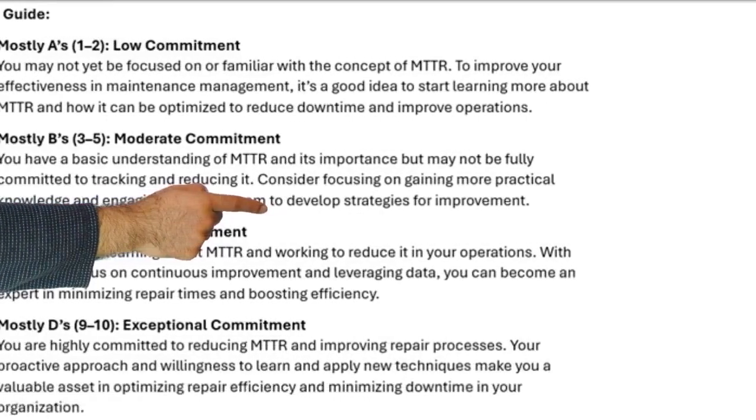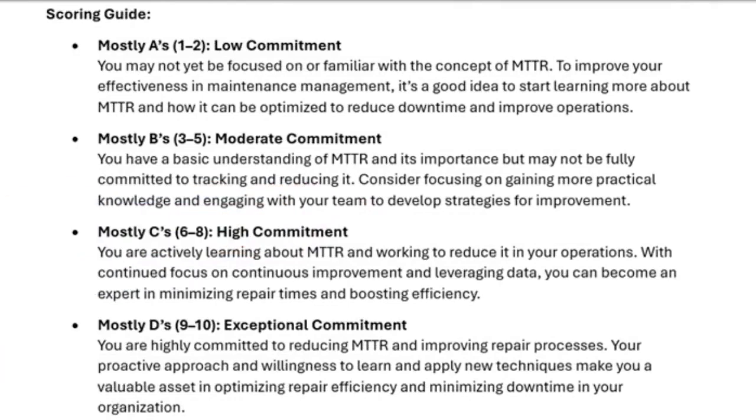Mostly A's, 1 to 2, low commitment. To improve your effectiveness in maintenance management, it's a good idea to start learning more about MTTR and how it can be optimized to reduce downtime and improve operations. Mostly B's, 3 to 5, moderate commitment. You have a basic understanding of MTTR and its importance but may not be fully committed to tracking and reducing it. Consider focusing on gaining more practical knowledge.